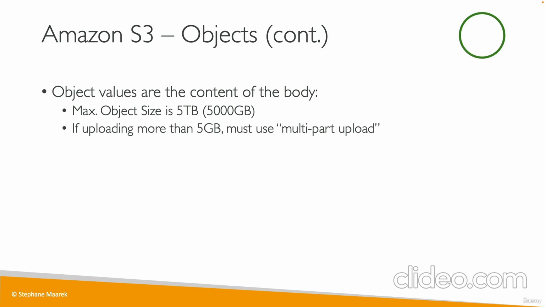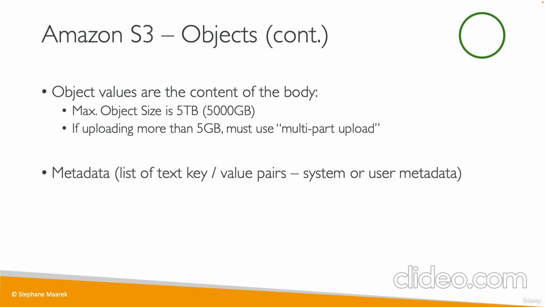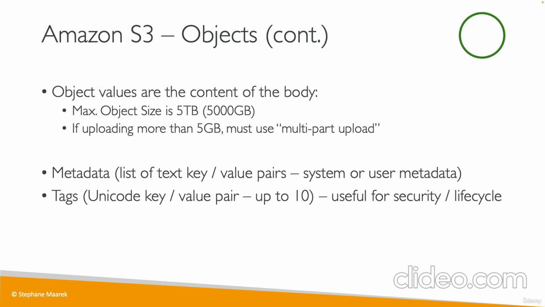So if you have a file of 5 terabytes, then you must upload at least 1,000 parts of 5 gigabytes. Now, the objects can also have metadata. They're a list of key and value pairs, and that could be set by the system or set by the user to indicate some elements about the file. Tags, for example, are Unicode key and value pairs, up to 10, and they're very useful for security and lifecycles. And sometimes the object will have a version ID if you have enabled versioning.